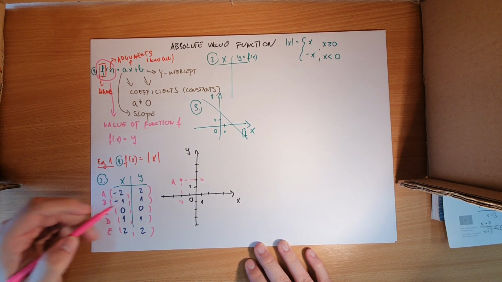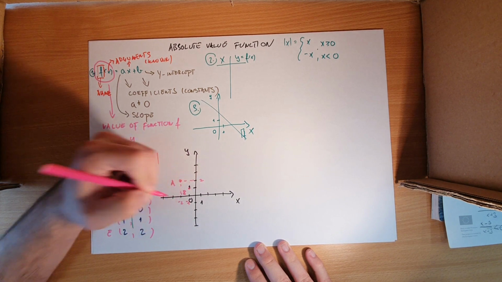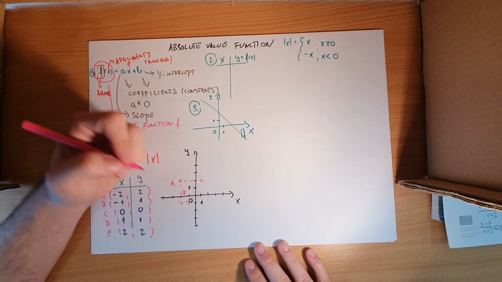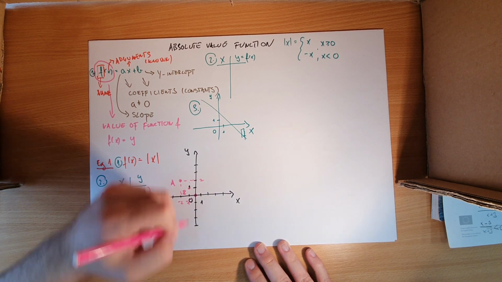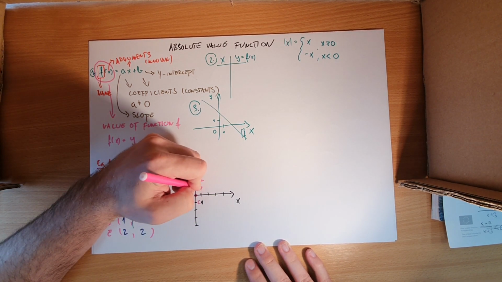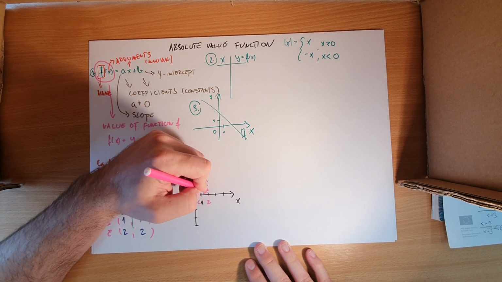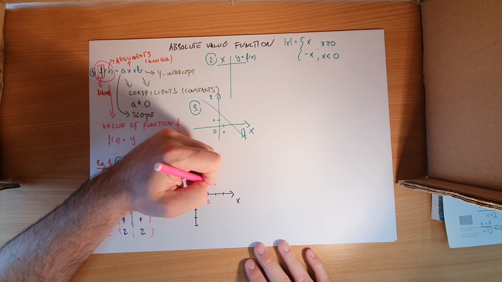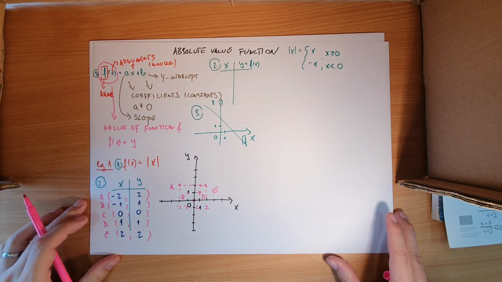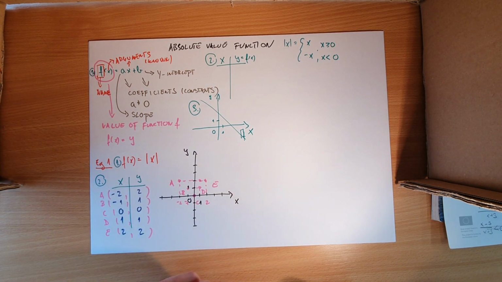B is -1, 1. Here is B. Then C is 0, 0. Okay, here is going to be the C. D is 1, 1. Here is D. And 2, 2 is going to be E. Okay, so we have gotten a couple of points. Actually 5 points.